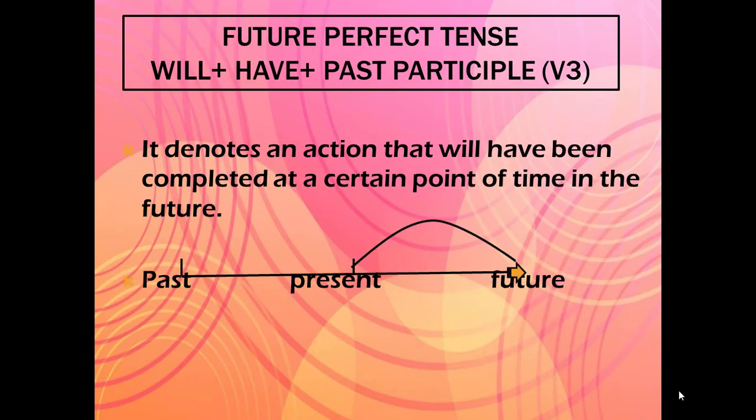Okay. The next tense is future perfect tense. The structure of future perfect tense is will plus have plus past participle. Future perfect tense is usually used to denote an action that will have been completed at a certain point of time in the future. Okay. So keep this point in mind that it is used to denote an action that will have been completed. Okay. So an action that is completed in the future, we use the future perfect tense.